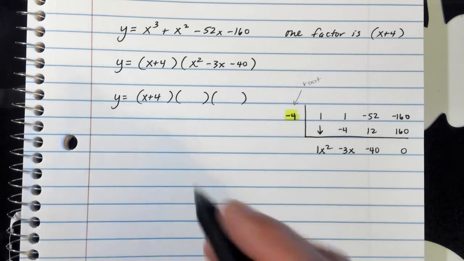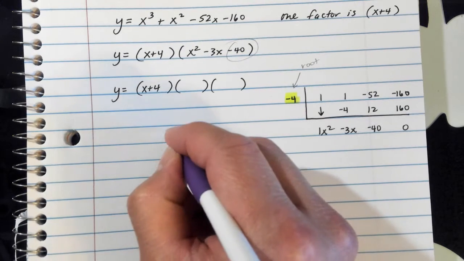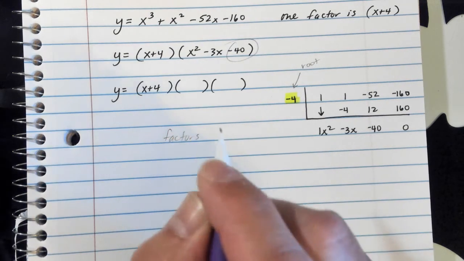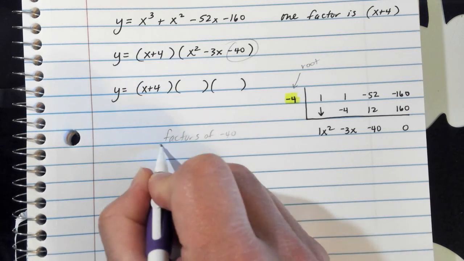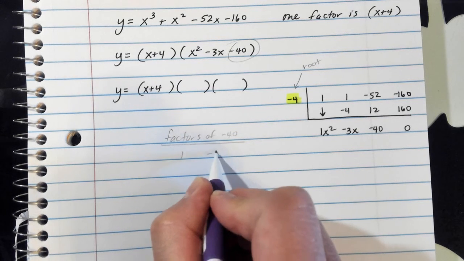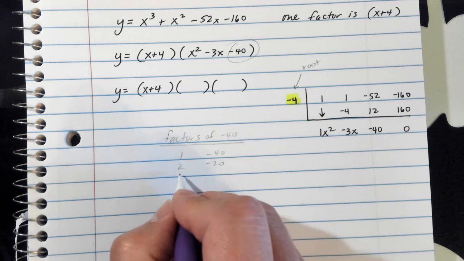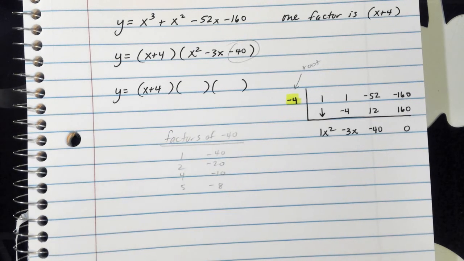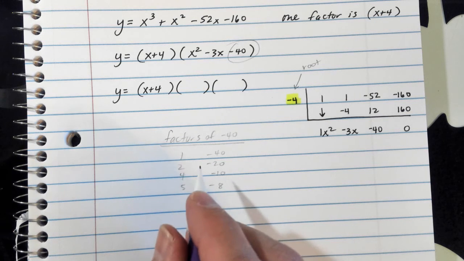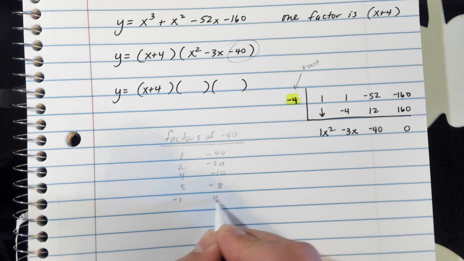So I'm going to write down the factors of negative 40. I'm going to make a list. Some of you already know what the answers are. You could have 1 times negative 40, 2 times negative 20, 4 times negative 10, 5 times negative 8, and then vice versa. All these could be negative, those could be positive.